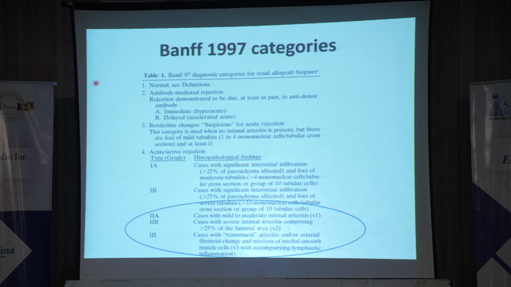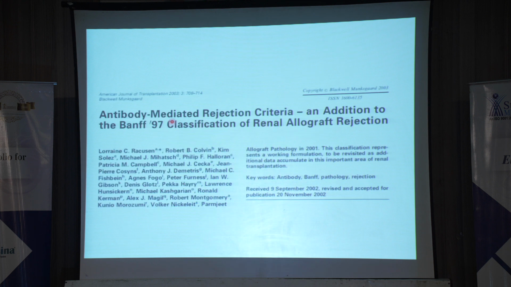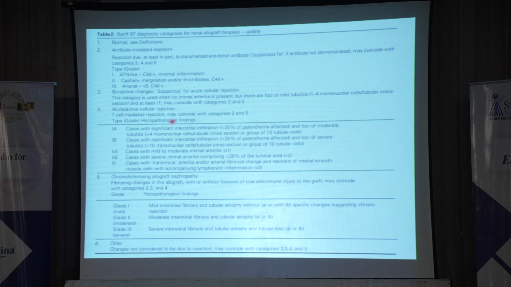So in the 1997 categories, antibody-mediated rejection was considered as immediate, hyperacute, or delayed, and there was no further description of how antibody-mediated rejection would look. The only thing was, if it is a severe vascular rejection, it is likely antibody-mediated rejection. Then in 2003, C4D came into the picture, so it was considered that if there is an ATN-like picture, along with ATN there is C4D positivity plus minimal inflammation.